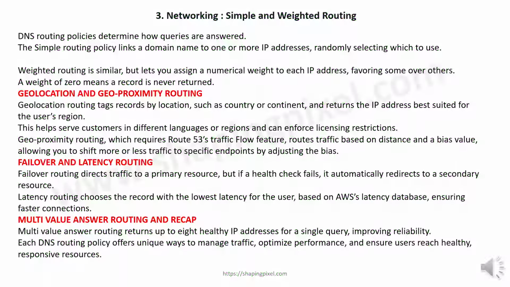Geolocation routing tags records by location, such as country or continent, and returns the IP address best suited for the user's region. This helps serve customers in different languages or regions and can enforce licensing restrictions. Geoproximity routing, which requires Route 53's traffic flow feature, routes traffic based on distance and a bias value, allowing you to shift more or less traffic to specific endpoints by adjusting the bias.